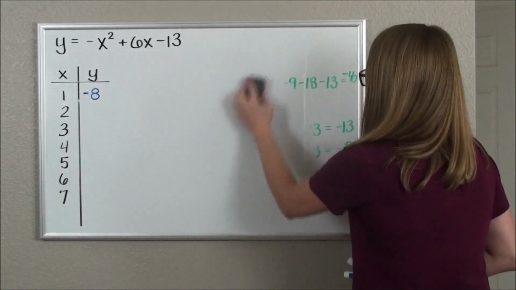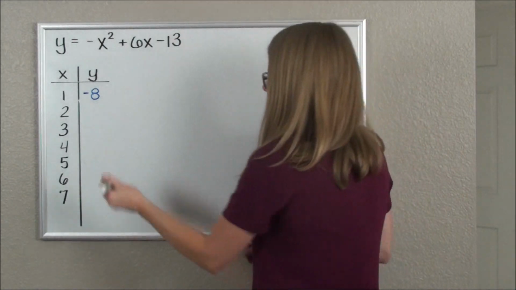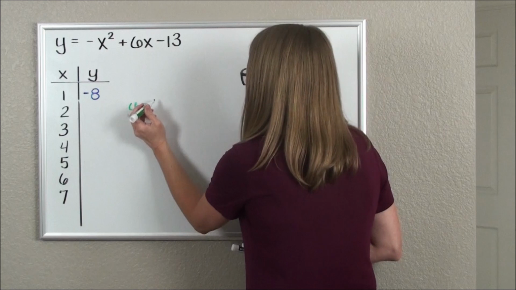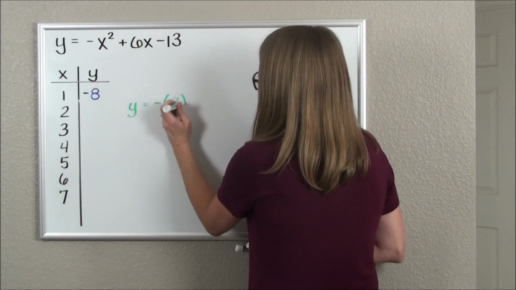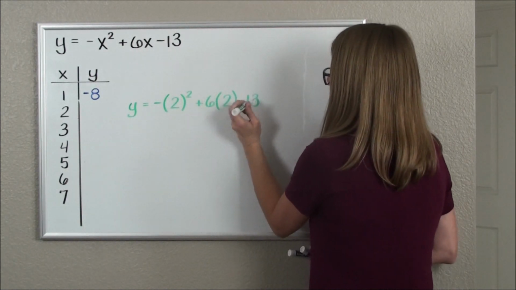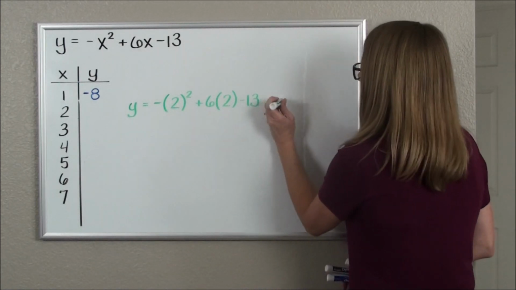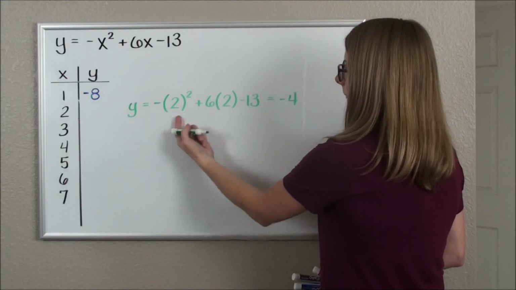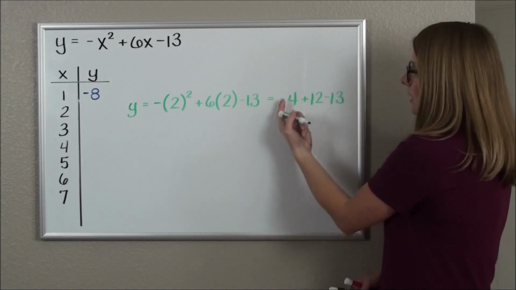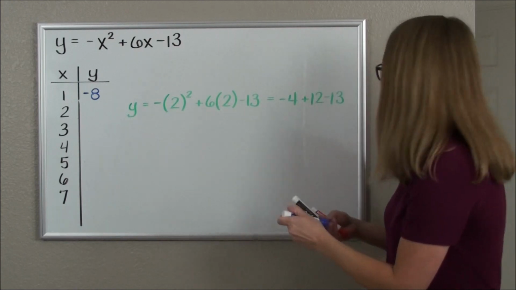So let me get some more space here. So I already had my work to prove that one. Let's now work on x is 2. Y equals negative x squared, so that's going to be negative 2 squared plus 6 times 2 minus 13. So again, remember exponents before you multiply. So 2 squared is 4, so this gives me negative 4. And then 6 times 2 will be 12, and then minus 13. So negative 4 plus 12 is going to give me 8. 8 minus 13 is negative 5.